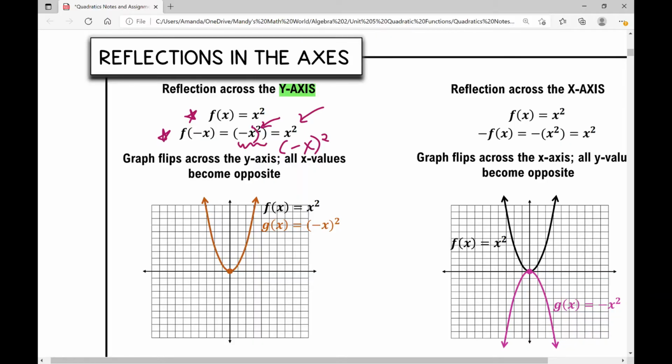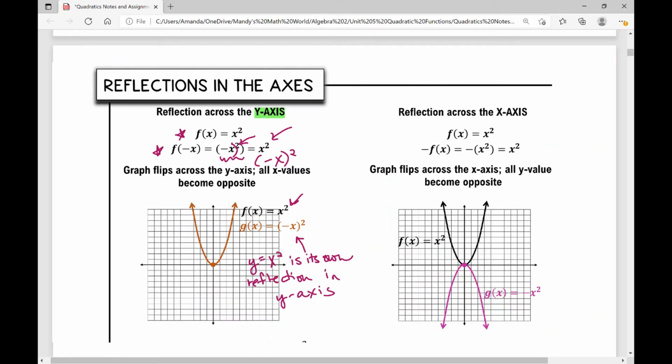And as you can see, where is our parent function that I've got that should be graphed in black right here? It's not there. It's not there because it's underneath the reflected function across the y-axis. It's underneath that orange function, right? So actually what happens is y equals x squared is its own reflection in the y-axis. So let's write that down. Y equals x squared is its own reflection in the y-axis.